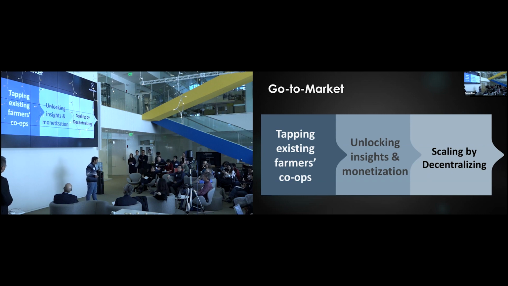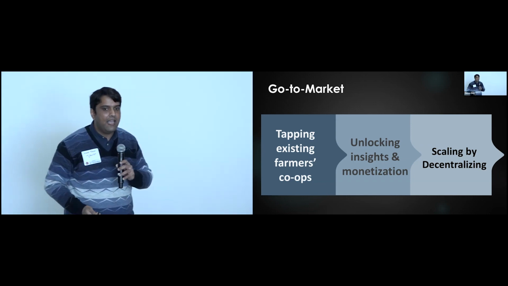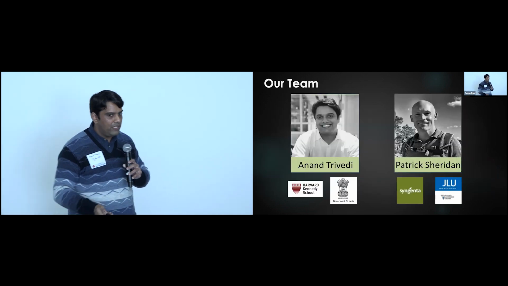Eventually unlock the insights. So agri-insurance is the sector we are looking at first because they need sub-farm level, sub-parcel level insights on what crops are being grown at what stage. And then that is what will be used for.